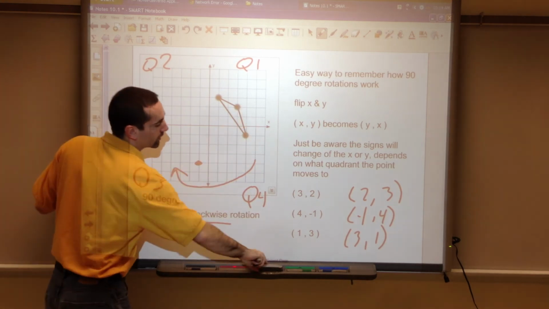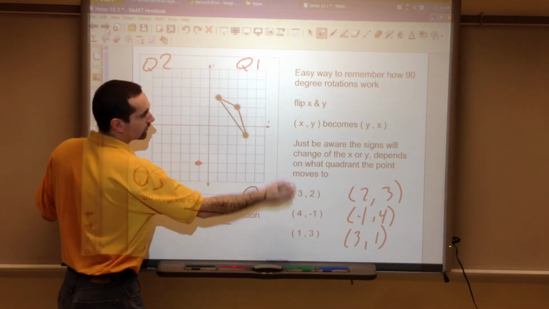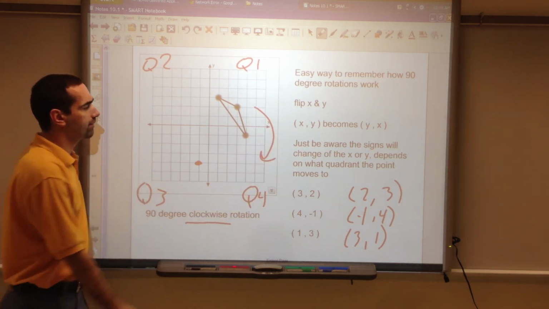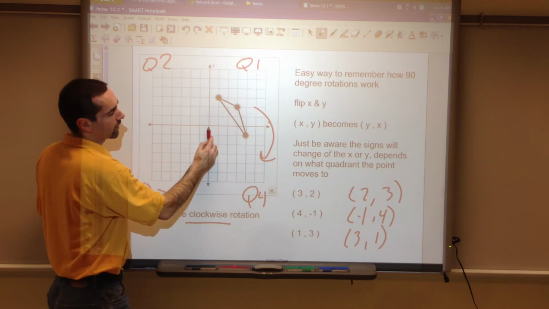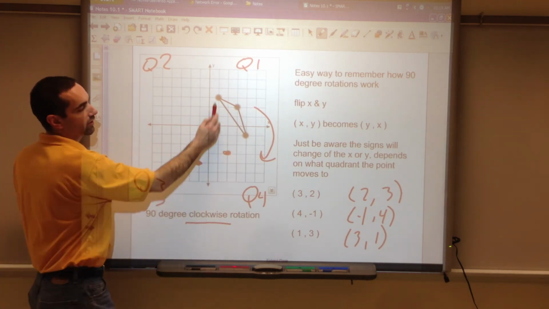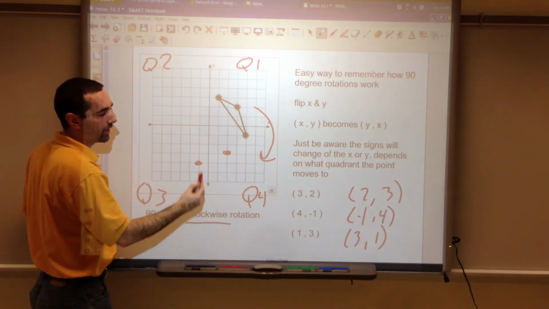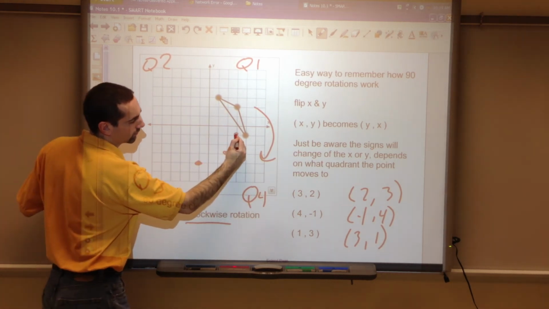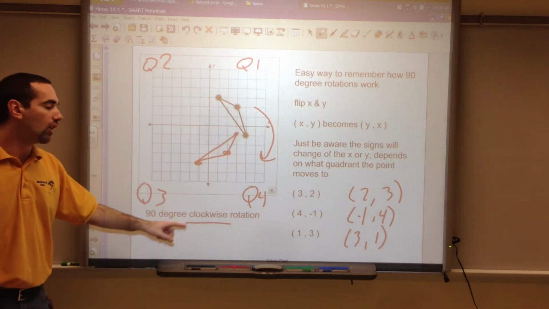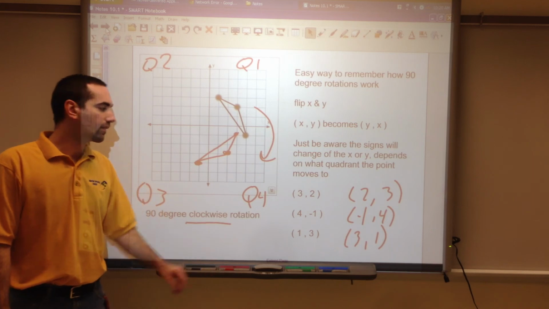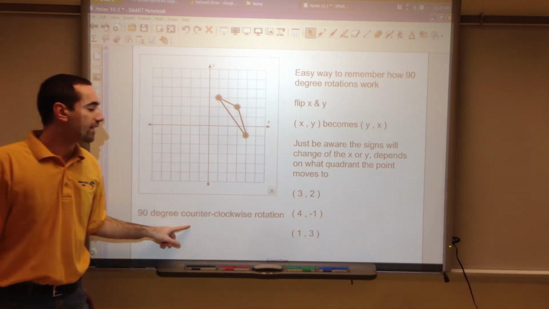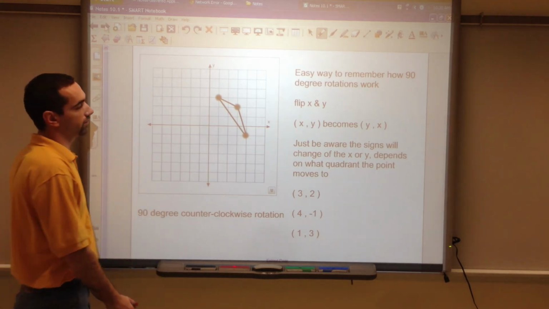This one is being rotated into quadrant 4. Positive x, negative y. 3, 2, 2, 3. Same deal here. 1, 3, flip it, 3, 1. And there is my 90-degree clockwise rotation. Let's do the same thing, except we're going to do a 90-degree counterclockwise rotation.